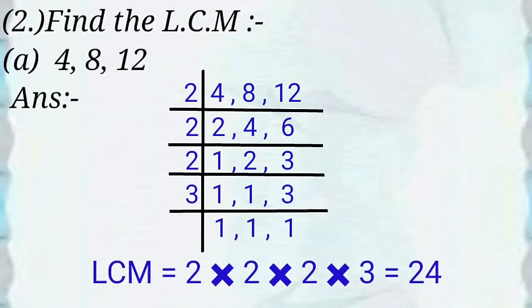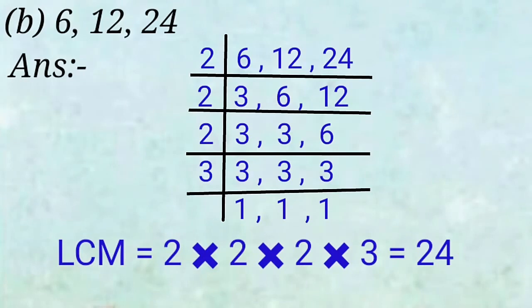Second part is find the LCM. A part is 4, 8 and 12. So now we know 4, 8 and 12 is divisible by 2. So it gives us 2, 4 and 6. Now 2, 4 and 6 is divisible by 2. So it gives us 1, 2 and 3. So here 2 is divisible by 2. So it gives us 1, 1 and 3, right? Now here 3 is divisible by 3, so 3 gives us 1, 1 and 1. So LCM is equal to 2 into 2 into 2 into 3 is equal to 24 answer.